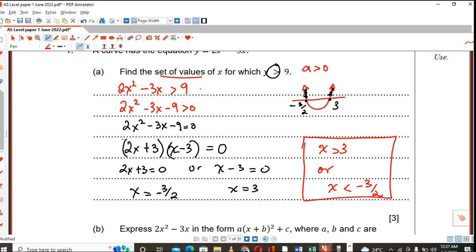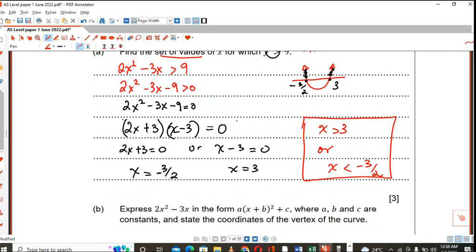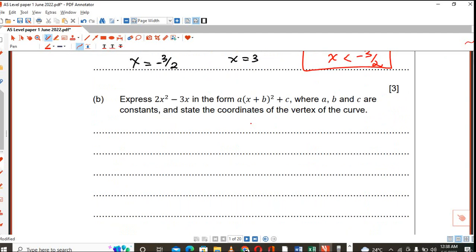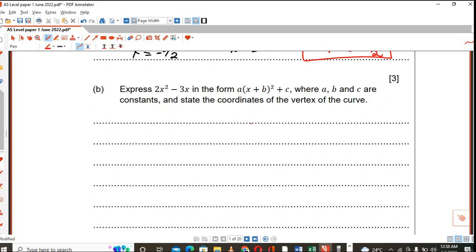Above the x-axis. Right, so the second part says you are supposed to express 2x squared minus 3x in vertex form. Now there are many ways you can do this. Some people use the axis of symmetry, where they say x equals minus b over 2a. The value of b happens to be minus 3, and the value of a happens to be 2. So this is going to give you 3 over 4.